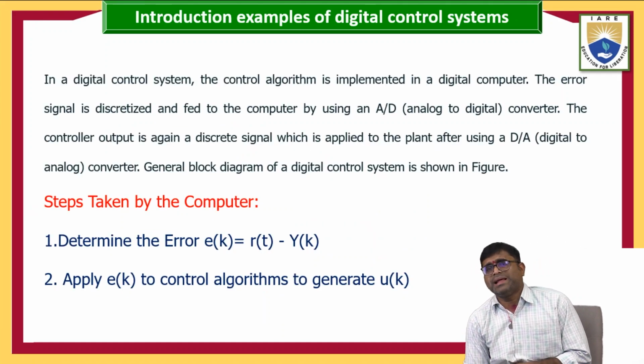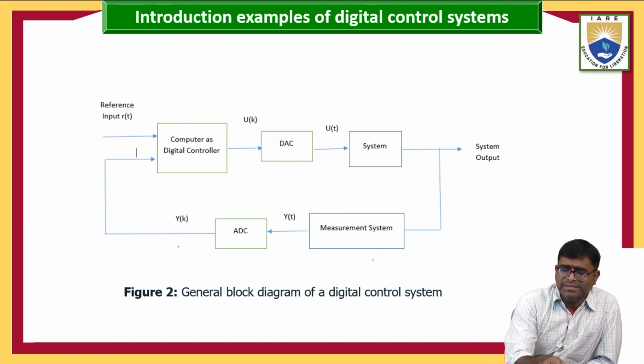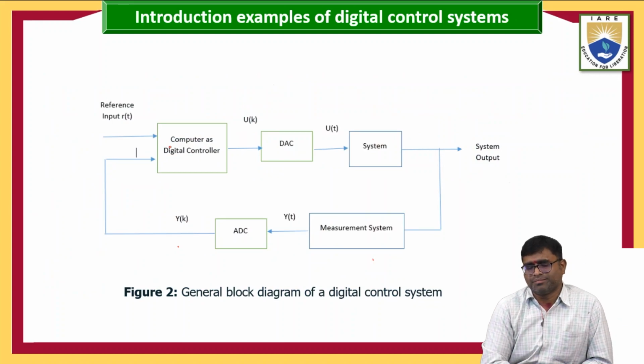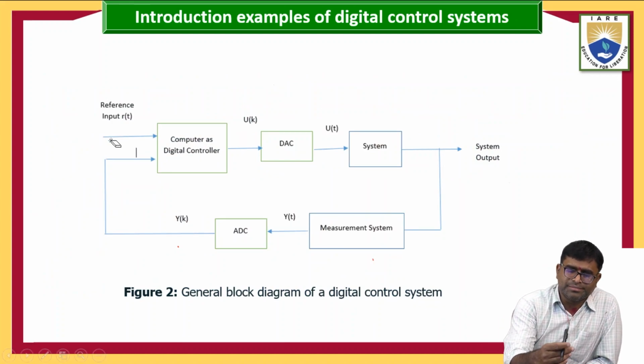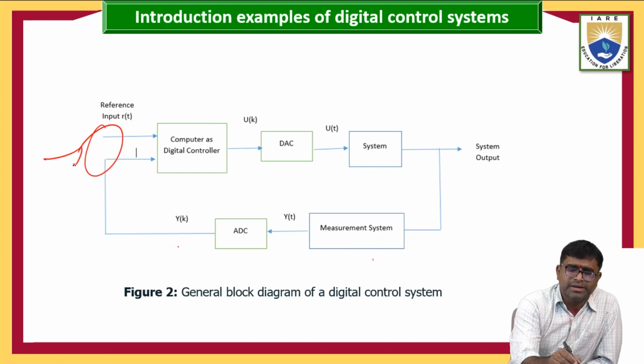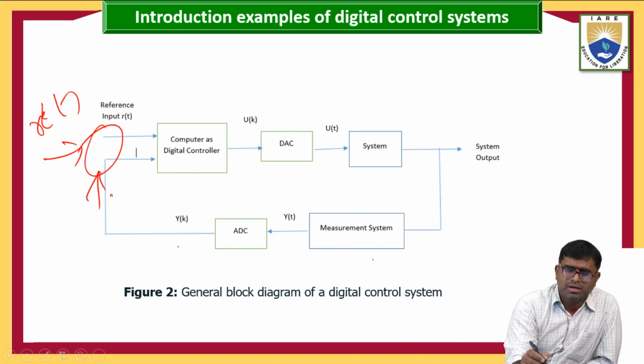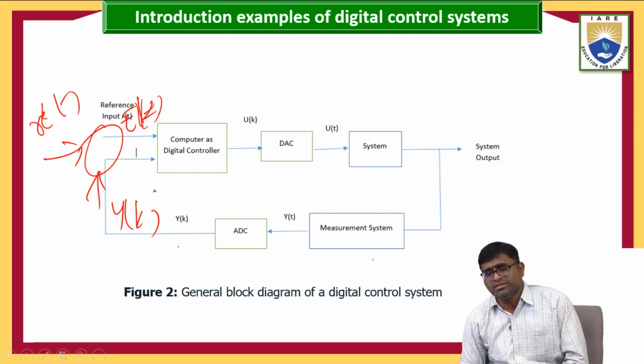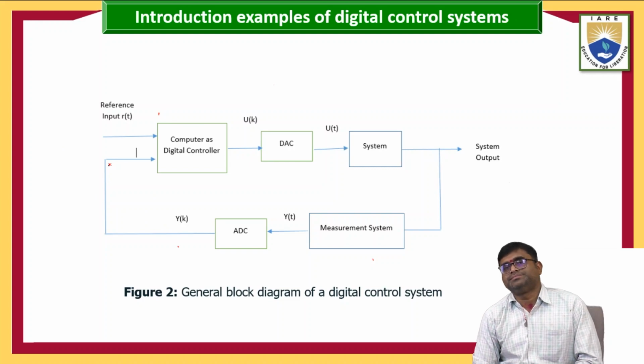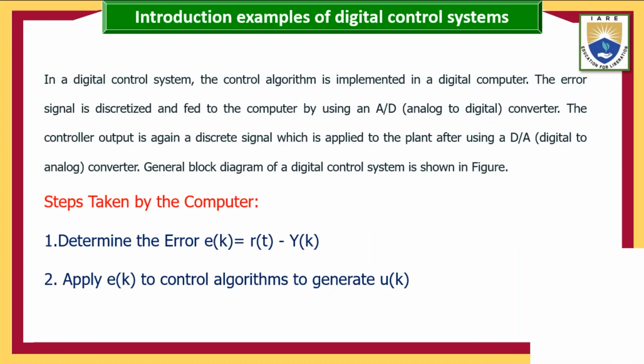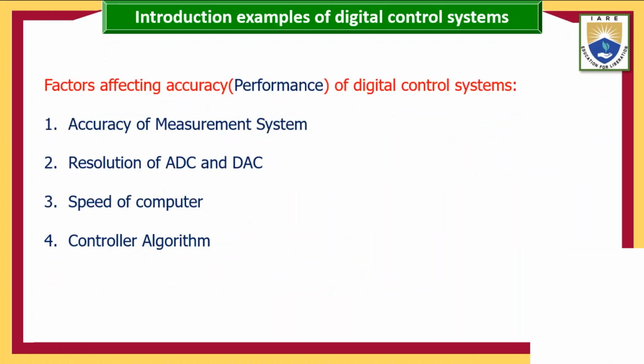Next, apply this E of K to the computer. Just here the summing point is there, very simple. Make the reference input R of T and Y of K, so it is E of T, R of T minus Y of T, and that is given to the input side. Next, E of K is given to the control algorithm to generate the control output.